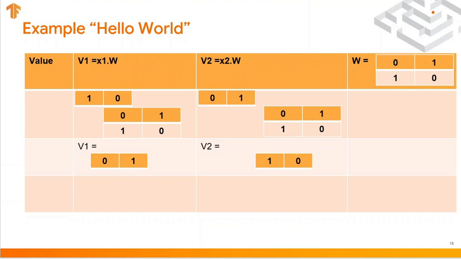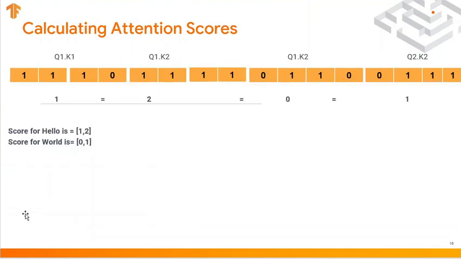So first we had the query, then the key, then the value. Now we have the matrices, the queries, keys and values. How will it proceed to get the attention scores? Now we take Q1 dot product with K1, Q1 dot product with K2, Q2 dot product with K1, and Q2 dot product with K2. The dot product is applied here.